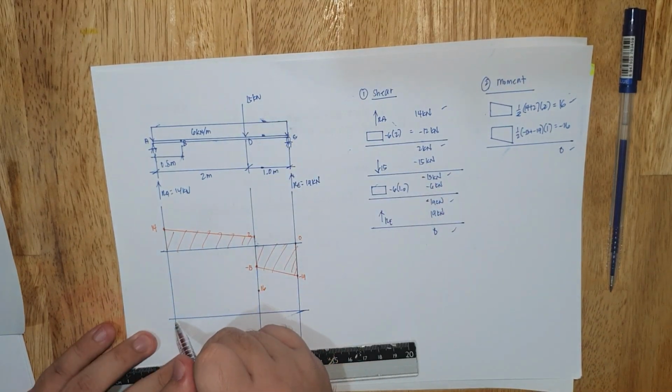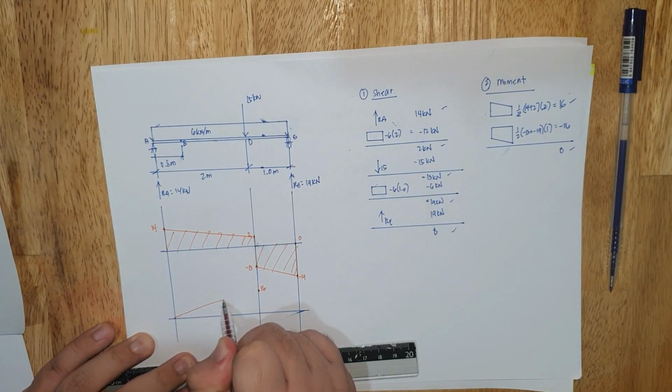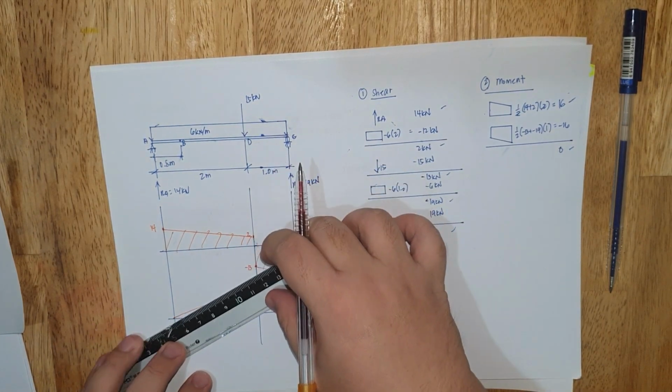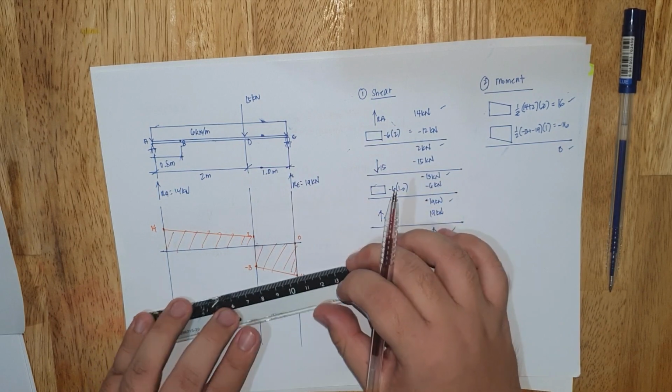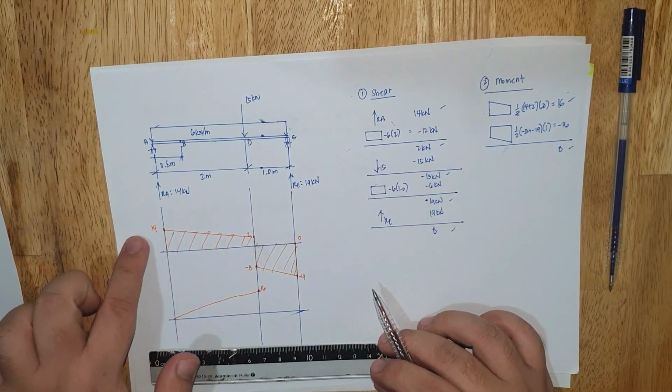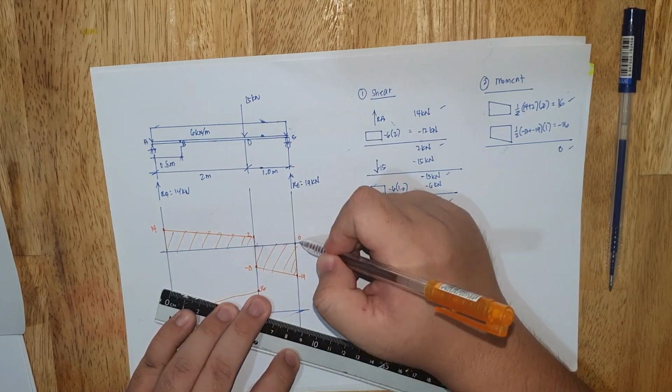So ibig sabihin dapat yung slope natin ay pag ganyan. Okay? Para dito, slope niya pag ganon, pagdating na dito, pag ganon pa din. Okay? Kasi 14 tsaka 2 positive parehas. And dito magiging 0 siya.